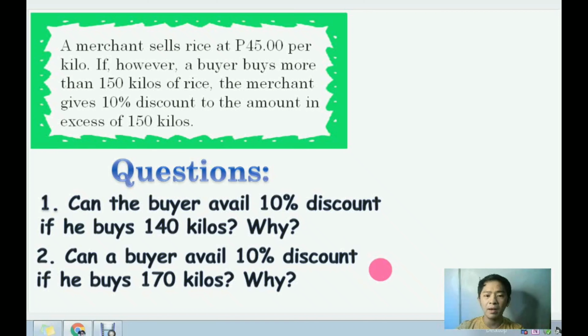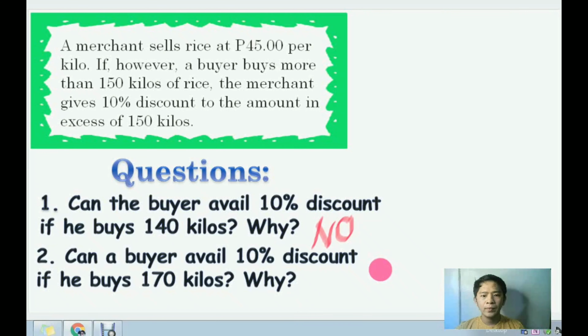These questions will justify if you really understand the problem. Question number 1. Can the buyer avail 10% discount if he buys 140 kilos? Oh, why? So, makakakuha ba siya ng discount kapag 140 kilos lang daw ang bibili niya? Of course, the answer is, it's a no.